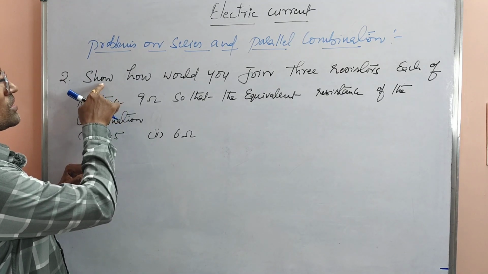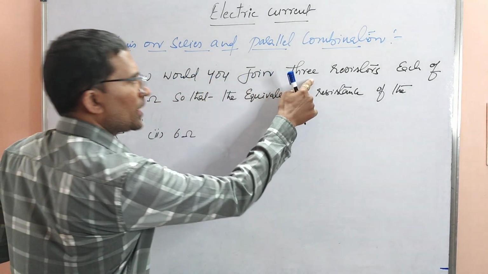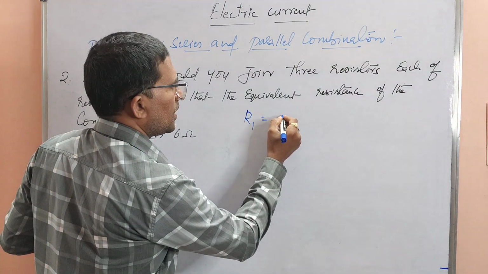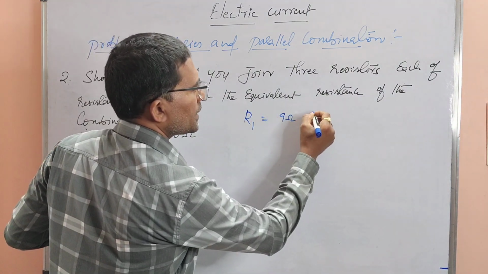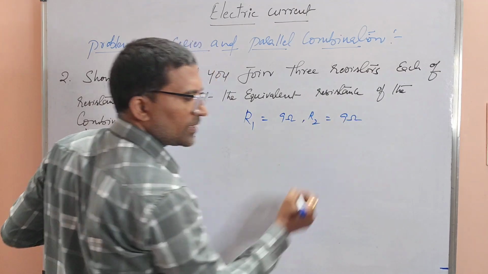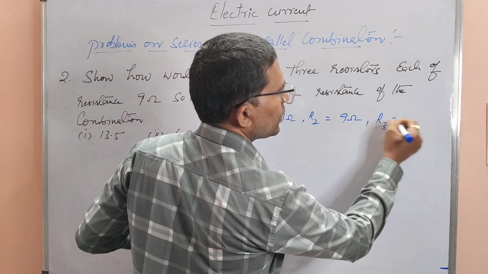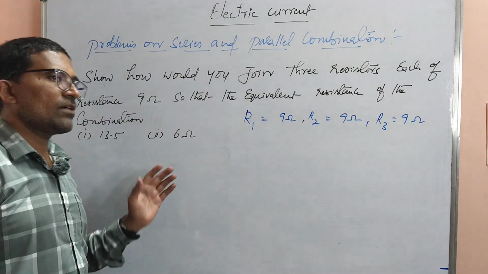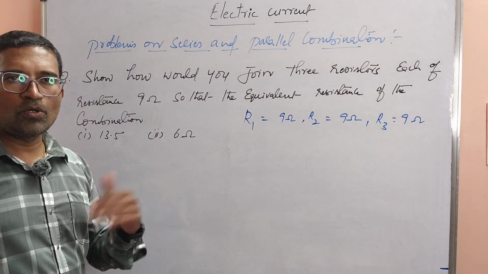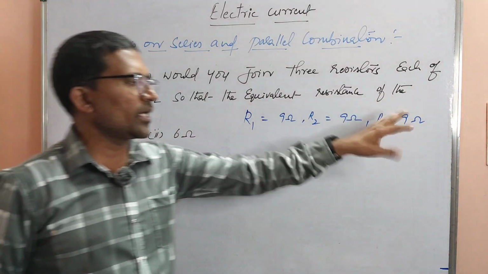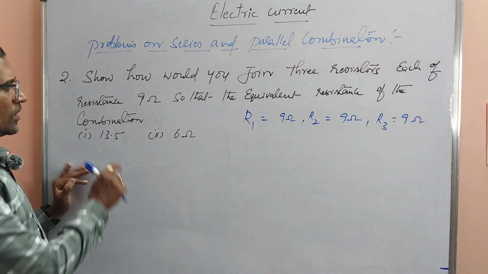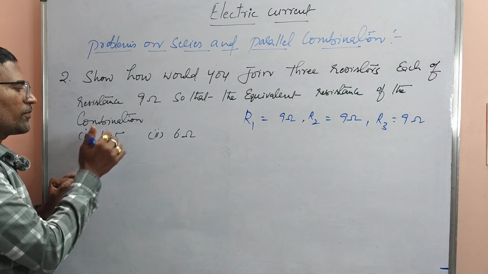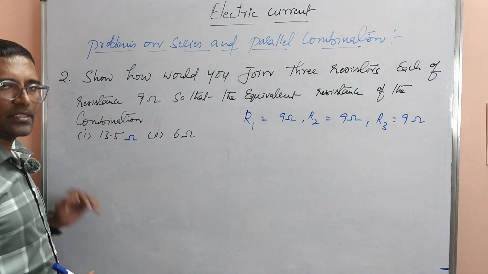First, we will go with one combination. The problem is, show how you would join three resistors, each of resistance 9 ohm. I will take R1 as 9 ohm, the second resistor R2 is equal to 9 ohm, and the third one R3 is also equal to 9 ohm. We got three resistors, each having the same resistance, 9 ohm, 9 ohm, 9 ohm. We are asked how to connect the resistors in order to get 13.5 ohm resistance and 6 ohm resistance.